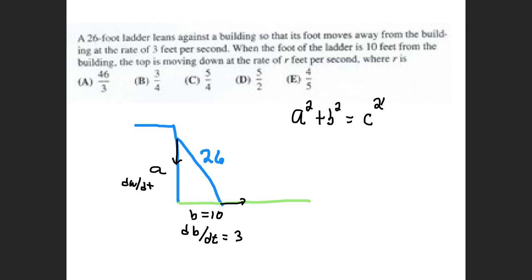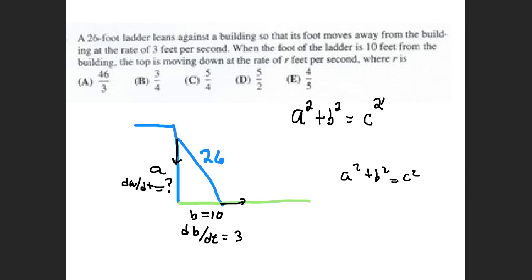Okay, so now we are looking for dA/dt. We're looking for how fast this ladder is moving down. So this is my question mark. I have to know everything else. What's A? They didn't tell me what A is, but I sure can figure it out because I do know the Pythagorean theorem. Yep, I know that A squared plus B squared is equal to C squared.